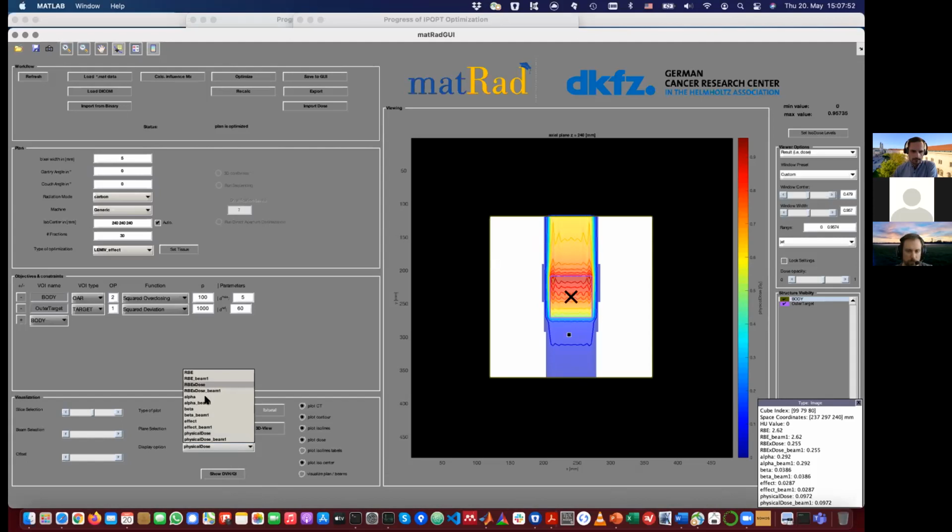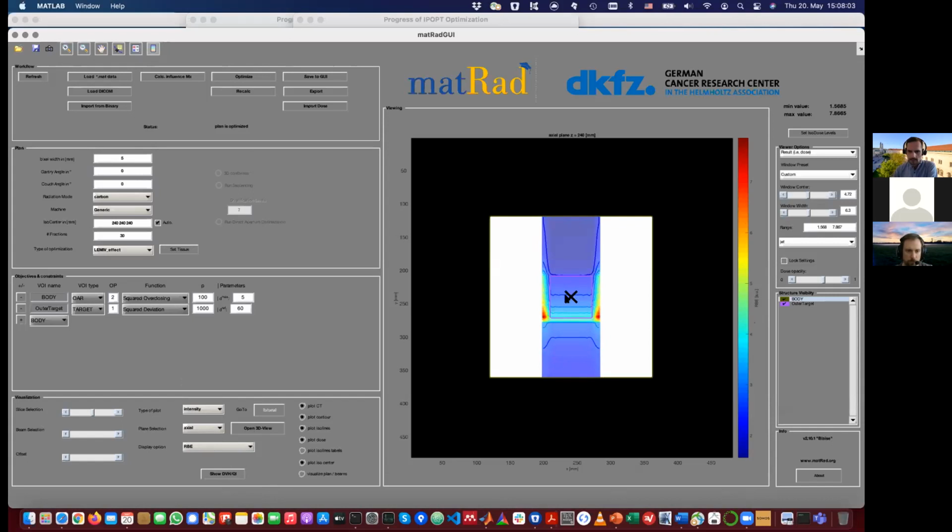Now you can also have a look at the RBE itself. We'll close this data cursor. Yes, it's here. You can see it increases, it peaks over here and then falls off a bit. But the highest RBE is basically at the stopping location of the primary carbon ions. This is also the region where you have the highest LET.